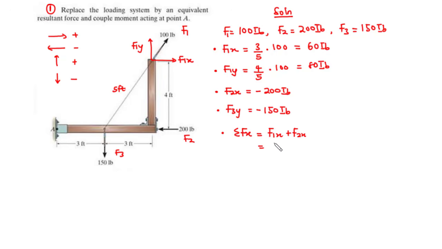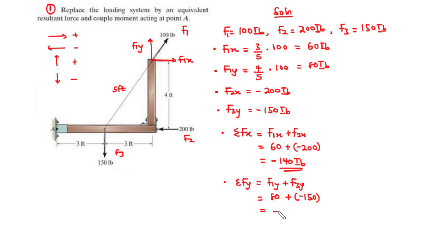And that is equal to, F1x is 60, F2x is negative 200. When you sum up the two, you have negative 140 pounds. Also for sum of Fy, you are going to have F1y plus F3y, and that will be equal to 80 plus negative 150, and that is equal to negative 70 pounds.